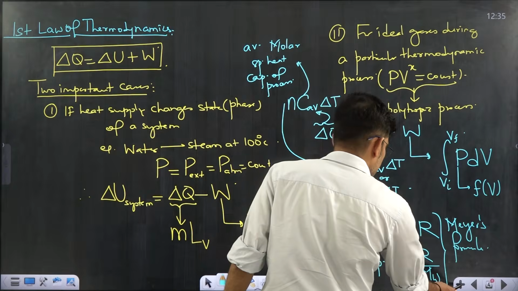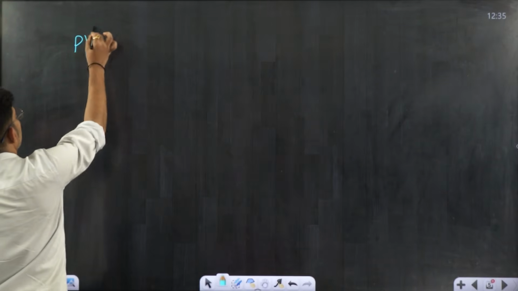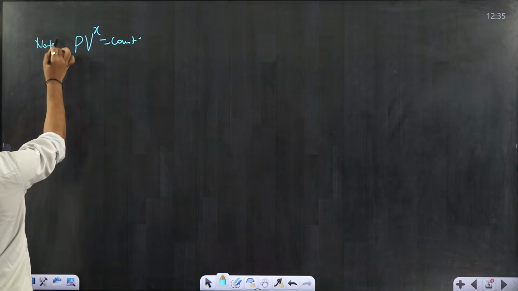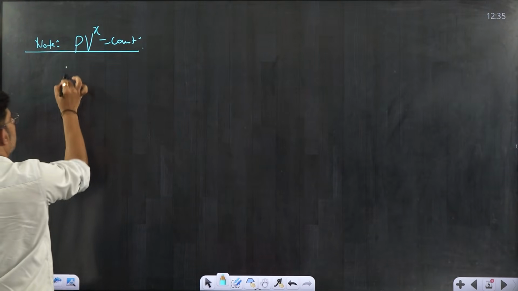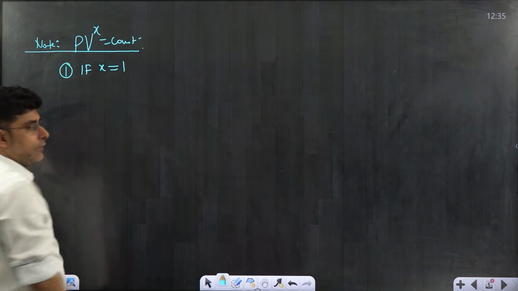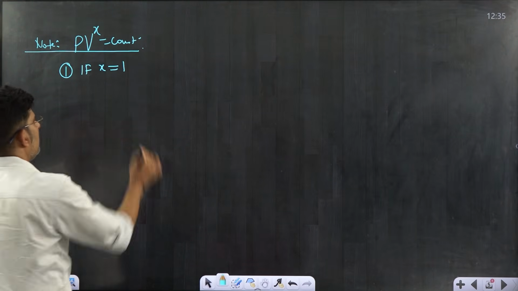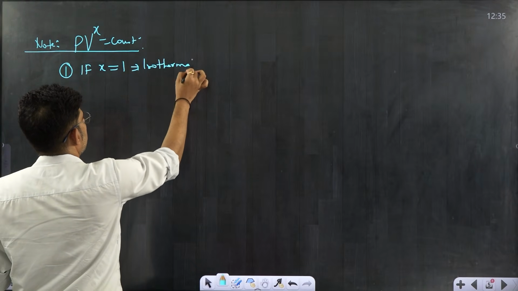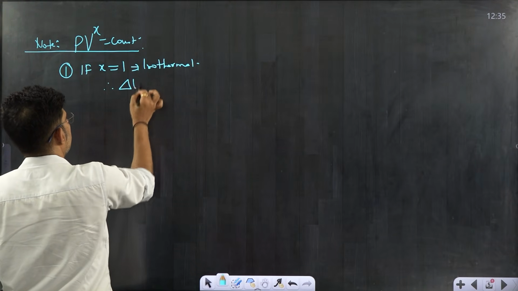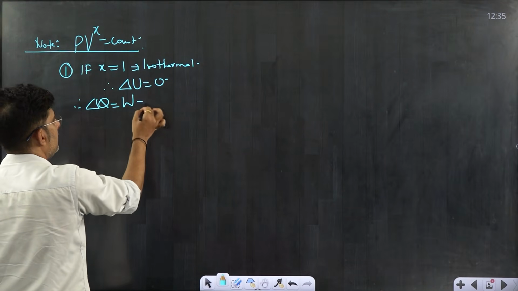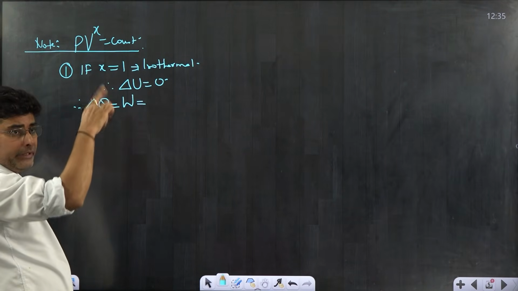Let's quickly see important relations. So when we have PV^x is constant, what all important things do you have to keep in mind? First thing, if the value of x is 1, then this process simply becomes isothermal. If it is isothermal, in that case delta U will become 0, and delta Q will become equal to work done, which will be obtained by integrating PdV.